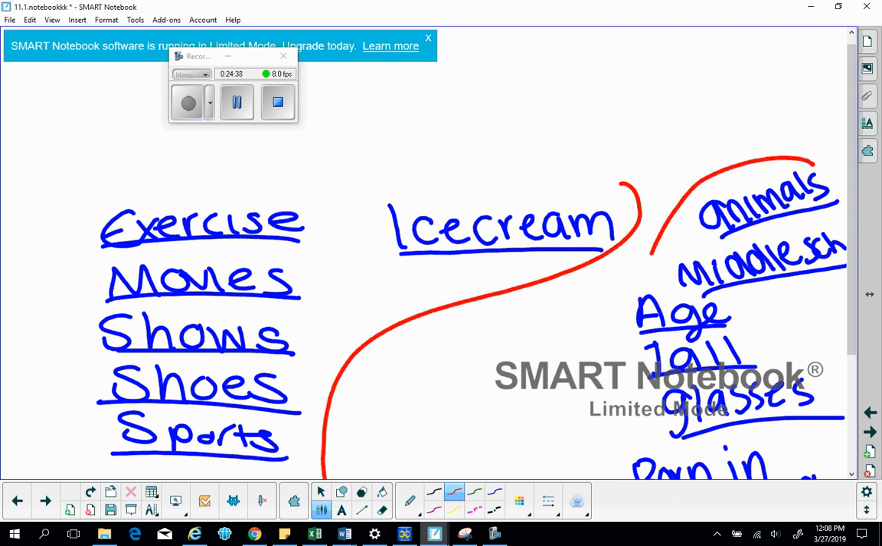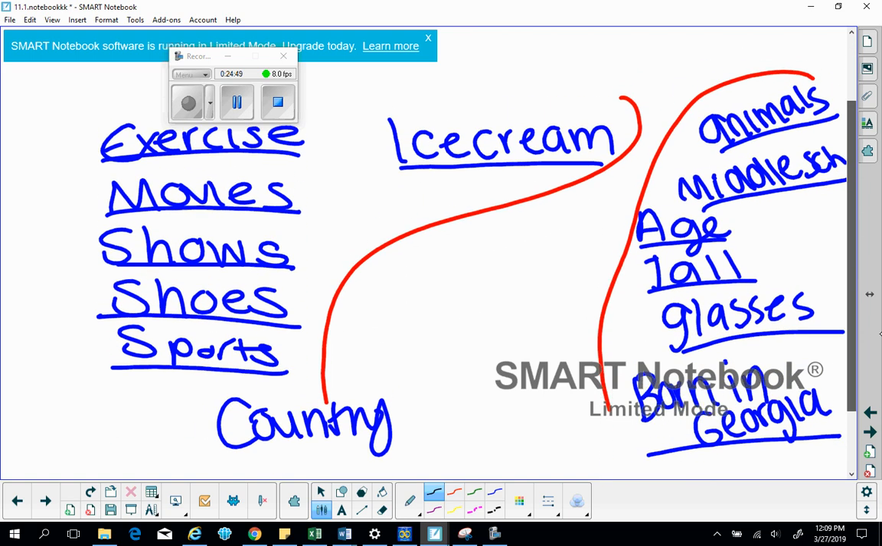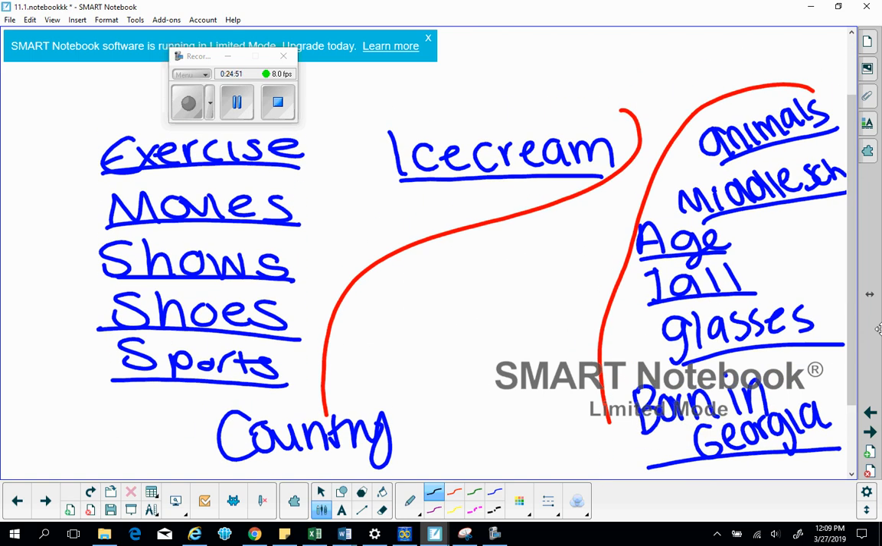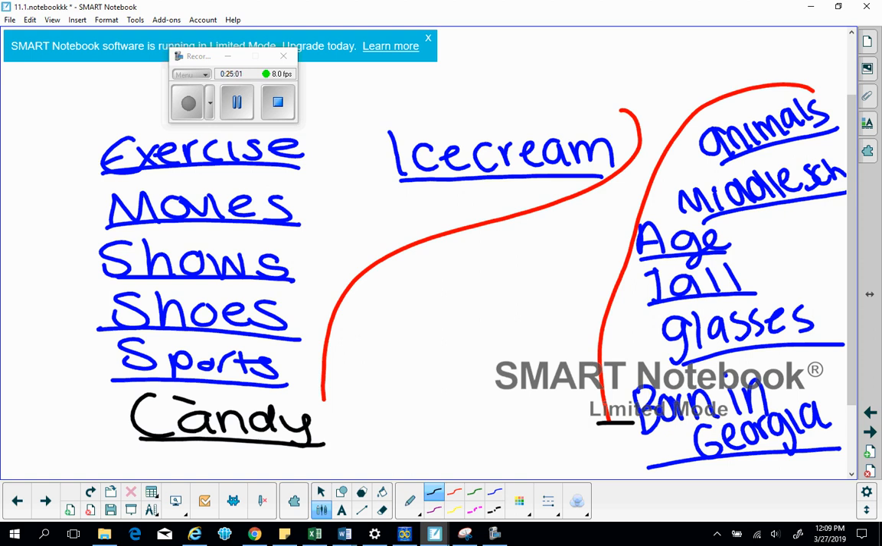All right. Let me think. So exercise, movies, shows, shoes, sports, ice cream. Are y'all listening to make sure you know which one to vote for? Because we're only doing this one. Oh, I want to add favorite candy. Favorite fast food.